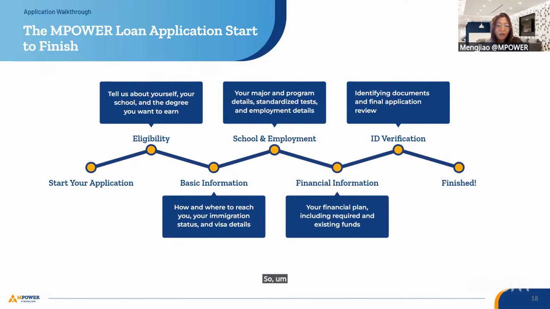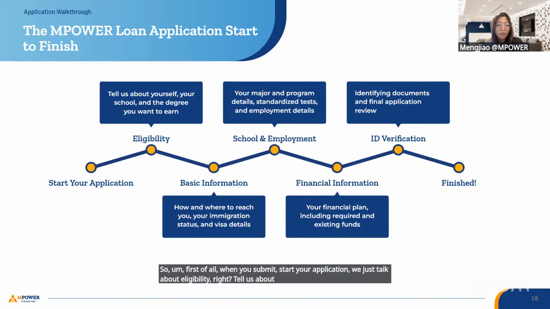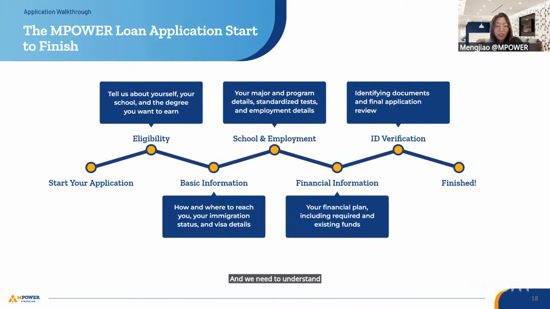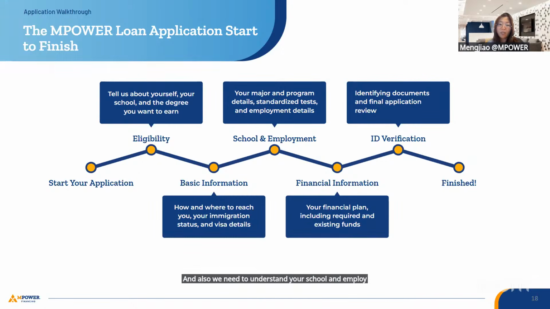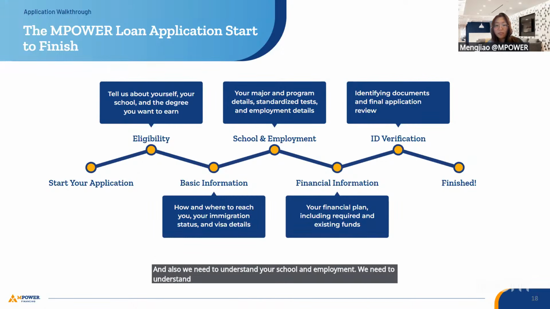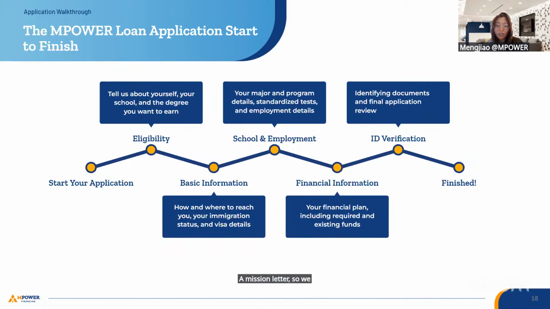So first of all, when you start your application, we just talk about eligibility, right? Tell us about yourself, your school, and the degree you want to learn. We need to understand your basic information, who you are, your immigration status, etc. And also, we need to understand your school and employment. We need to understand your major and program details, when your program is going to start. That's why it's very important to provide your admission letter so we can understand your situation better.